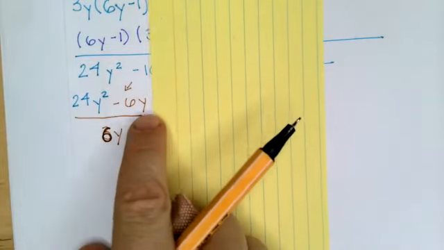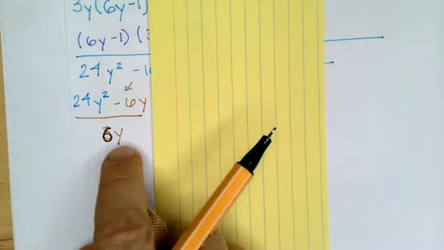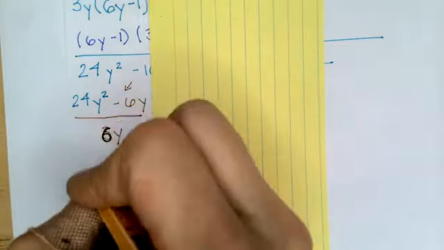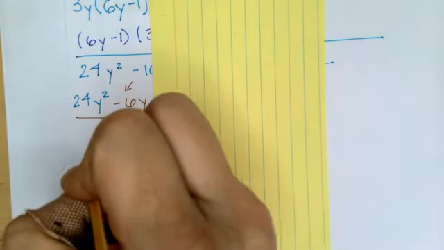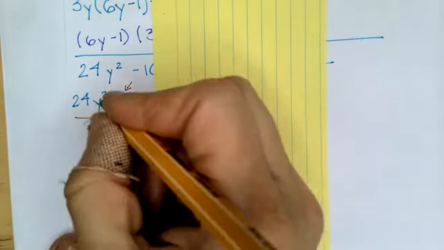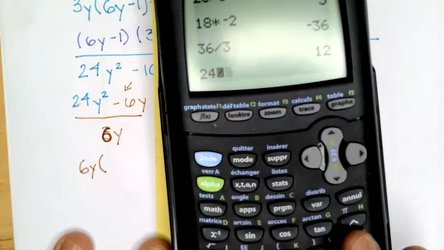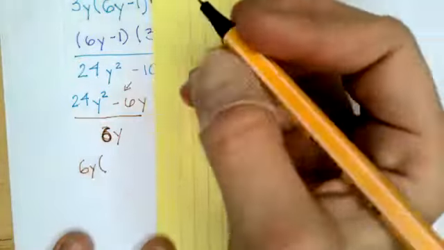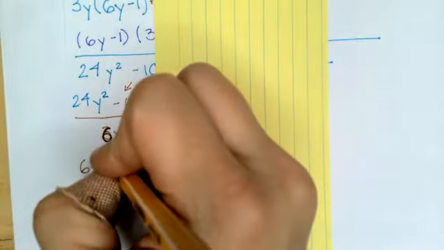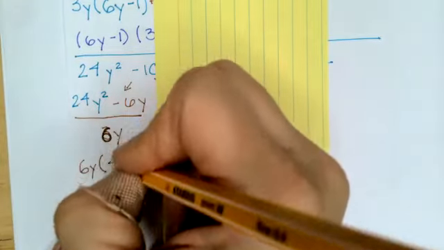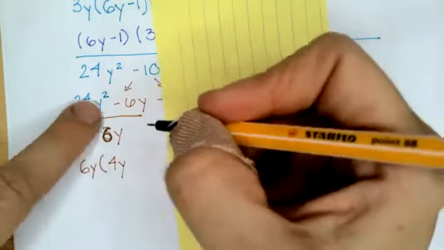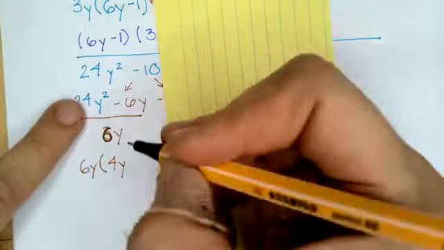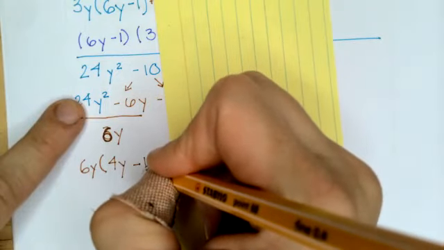So 24y squared minus 6y is going to be divided by 6y. Good. So what you're going to get is 6y times 24y squared divided by 6y. Don't worry about using your calculator. 24 divided by 6 is 4. Y squared divided by y is y. Negative 6y divided by positive 6y is just going to give us a negative 1.